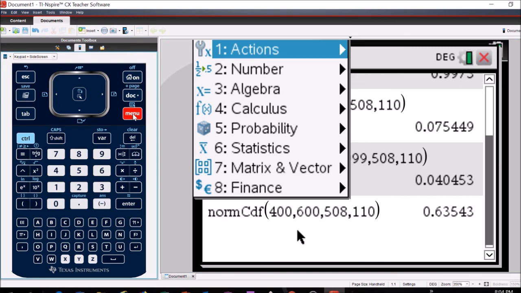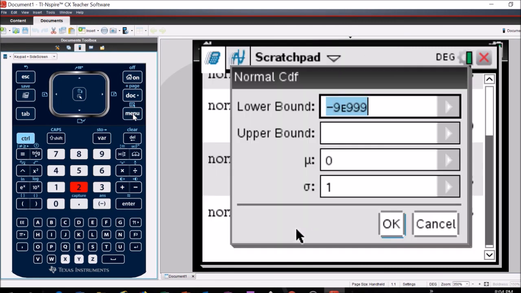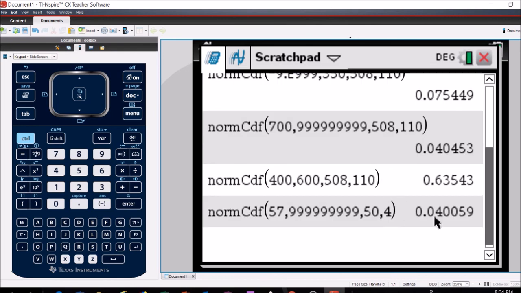All right, back to normal distribution. Menu 552. Mean was 50. Oh, I put it in the wrong spot. Mean was 50. Lower bound was 57, right? So 57. The upper bound, it's boundless, goes forever. And the standard deviation was 4. And let's see what the probability is of getting a flood year. 4%. Okay, so not bad.